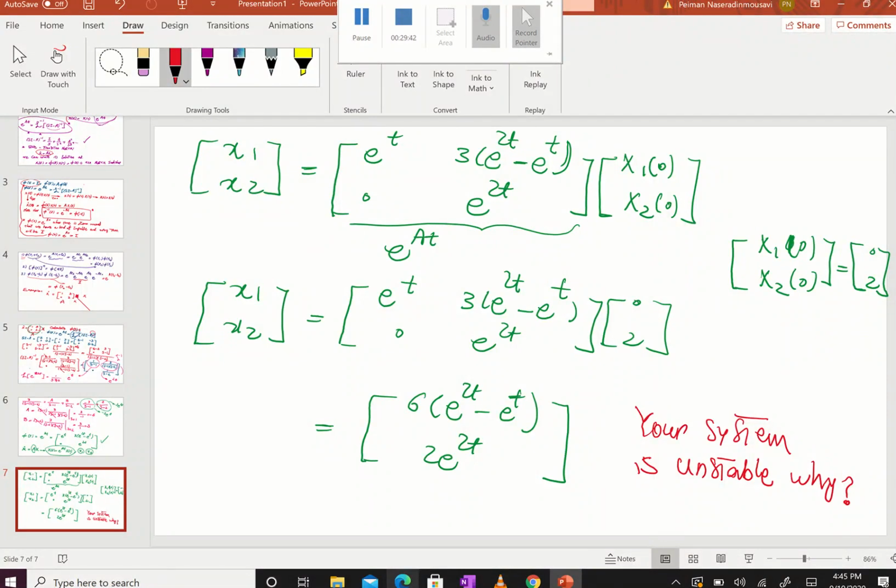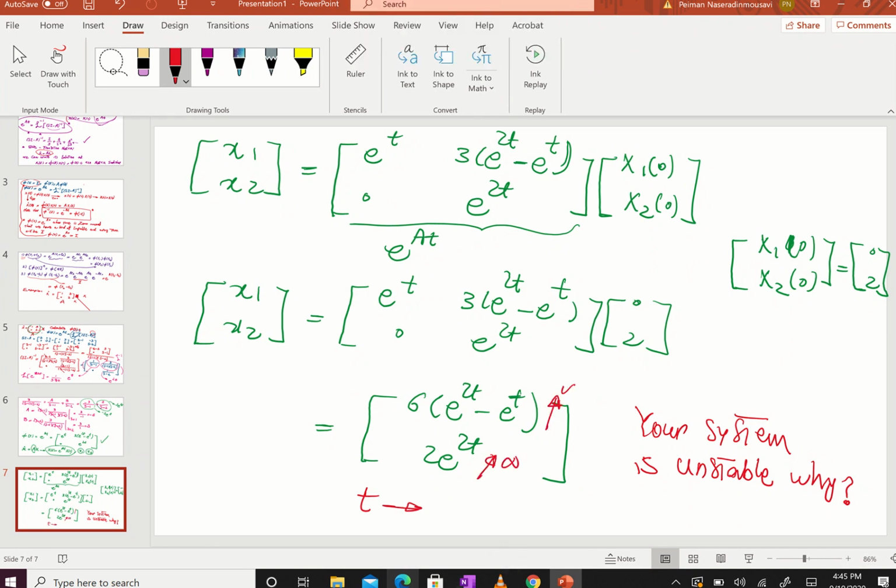Yeah, because when time increases, all of this goes to infinity, and your response is not bounded. So your x1 goes to infinity, x2 goes to infinity. This is your function as control, and you're going to fix this by adding a controller, Bu. Okay, U control. Understand?